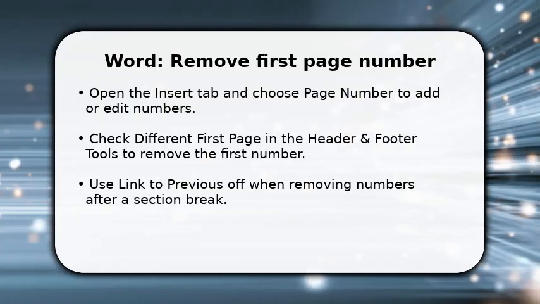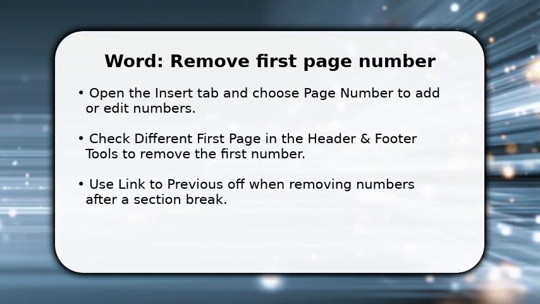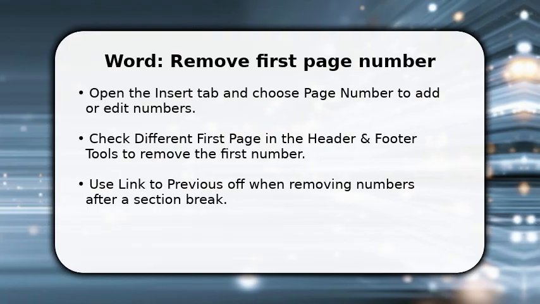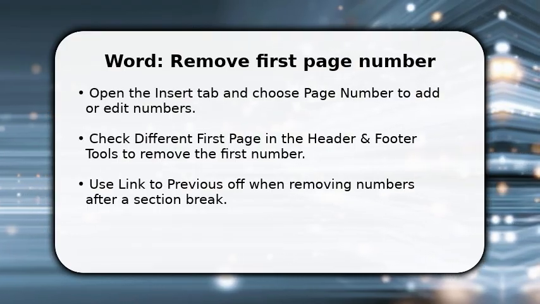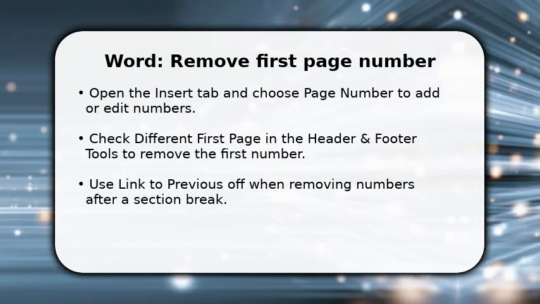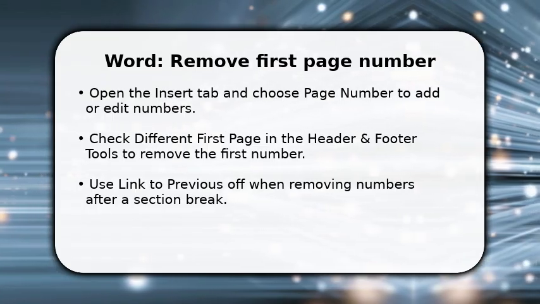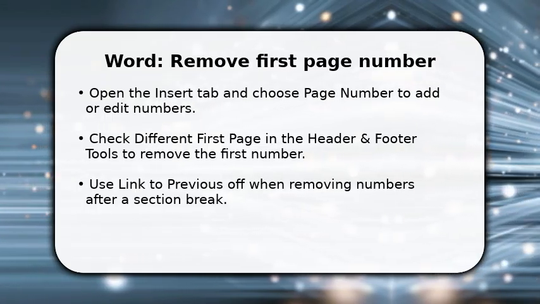Open your document in Microsoft Word to remove the page number on page 1. First, add or edit page numbers from the Insert tab if none exist. Double-click the header or footer to open Header and Footer tools and access page number settings. Check Different First Page to hide the first page number while keeping later numbers.